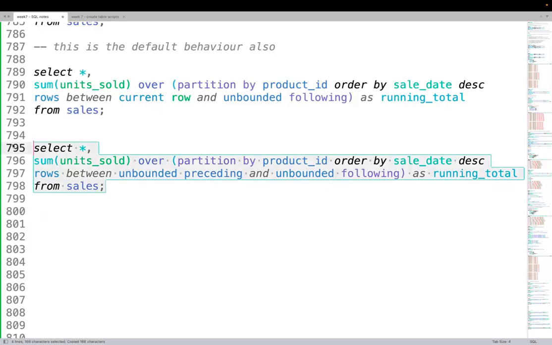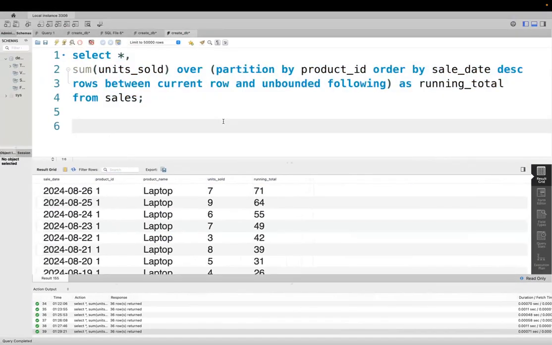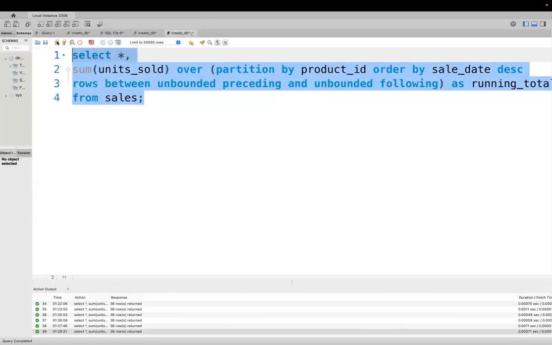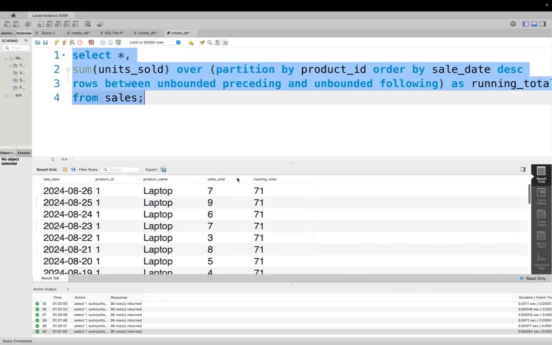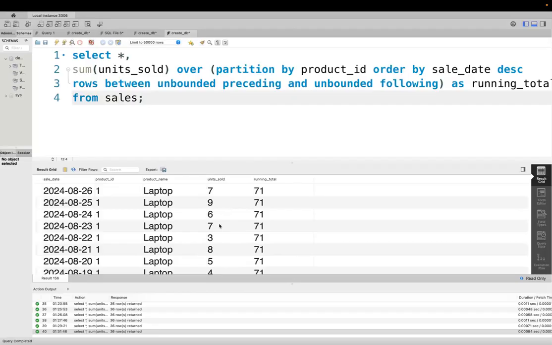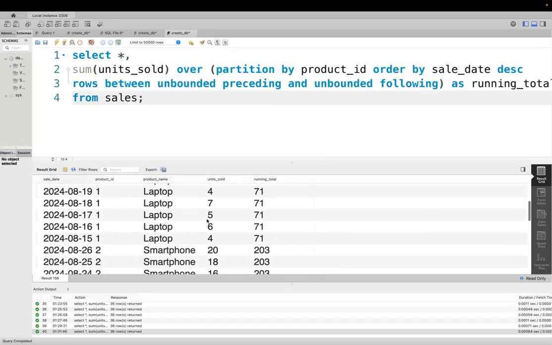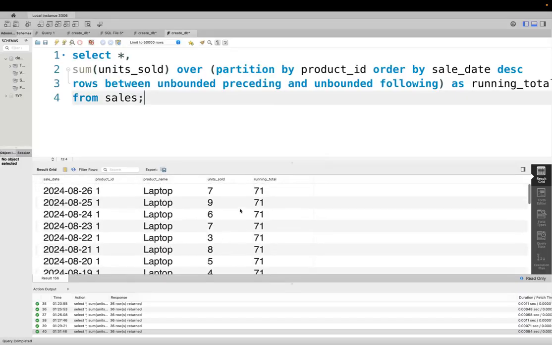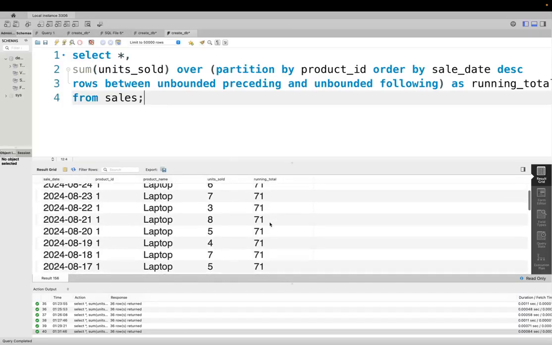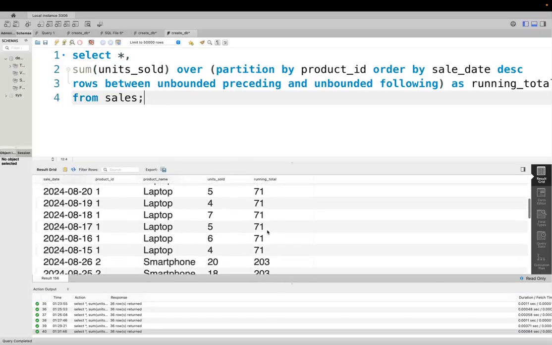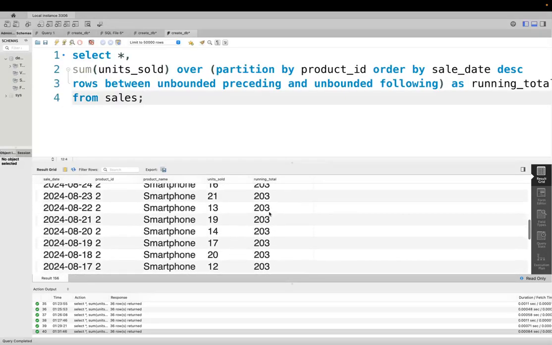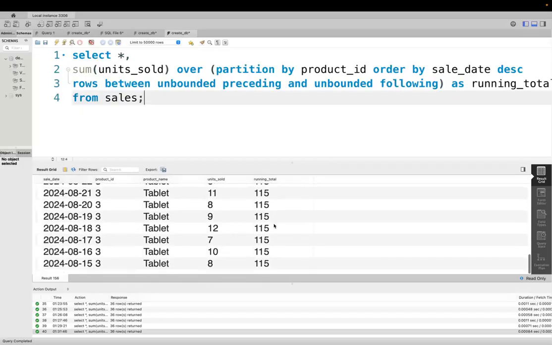I'll just show you that, right? So what happens is, let's say we are at this row. Unbounded preceding means the first row. Unbounded following means the last row in this group. What's the sum? Right? 71. So all rows have 71. So you see 71 total laptops sold, right? 203 smartphones sold, and 115 tablets sold.